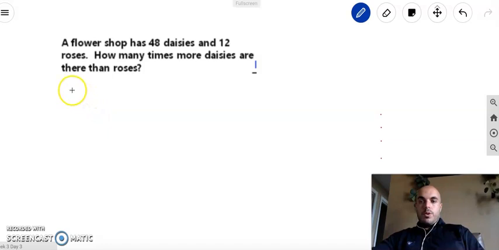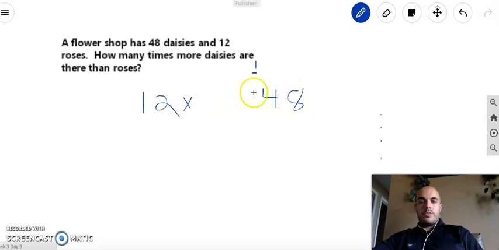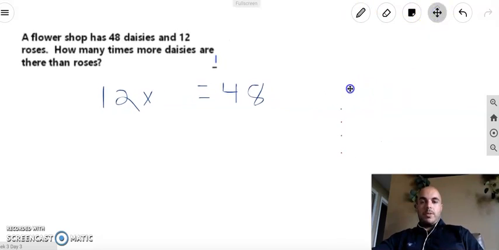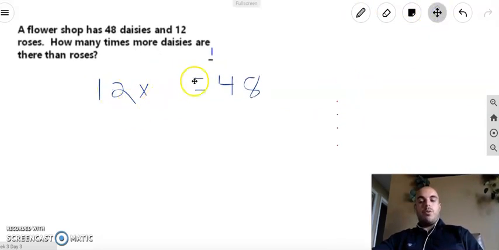So we know there are 48 daisies and 12 roses. We want to know how many times more daisies there are than roses. So 12 times what gives me 48. So here's a trick I'm going to teach you guys as we get more and more into multiplication. Let's say I don't know what to multiply 12 by to get to 48.